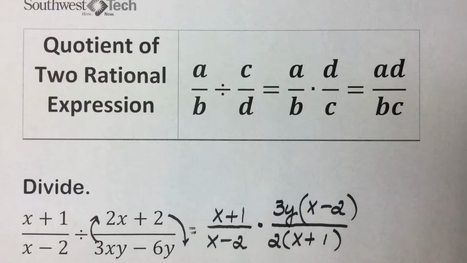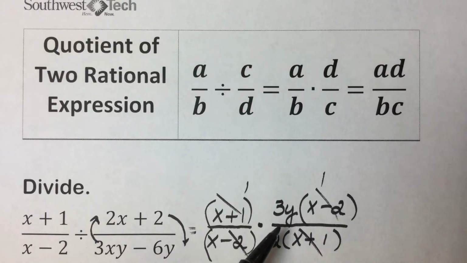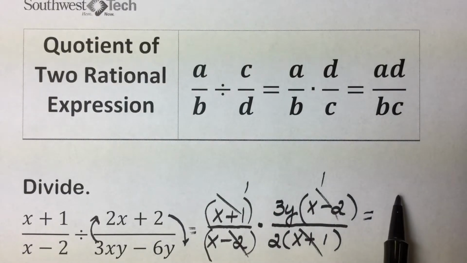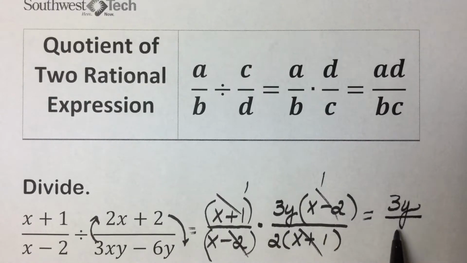Now what we have is a multiplication of rational expressions, and anytime we can simplify by canceling out common factors, we'll do so. Here we have the factor of x plus 1 over x plus 1, which cancels out. And we also have the binomial x minus 2 in the numerator as well as the denominator. They cancel out. 3 and 2 do not have anything in common, and there is only the y in the numerator. So our final simplified answer will be 3y over 2.